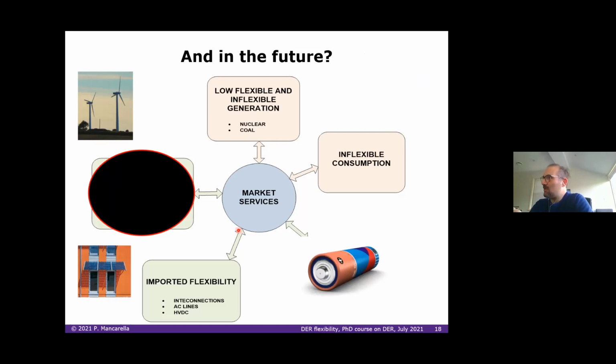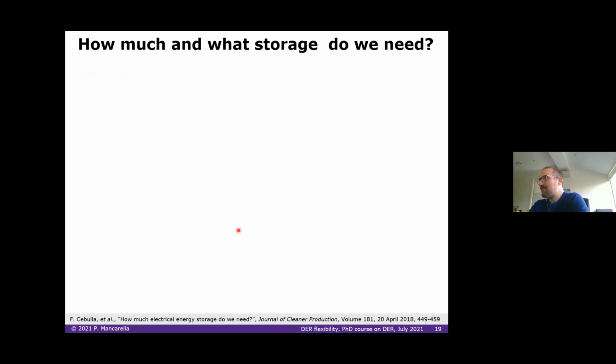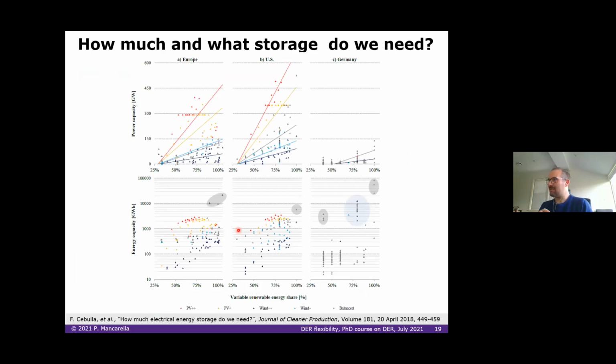Now, how do I look at this in the context of distributed resources? Is it all to be done by large-scale batteries, or are there other issues there? Well, obviously storage can help a lot, particularly batteries. But when you look at the real future and a whole system level analysis, you realize that the more renewables come into the system, the more diverse storage you would somehow need.